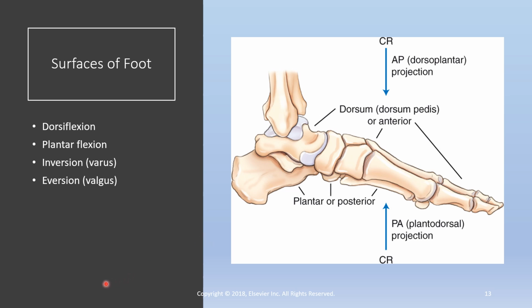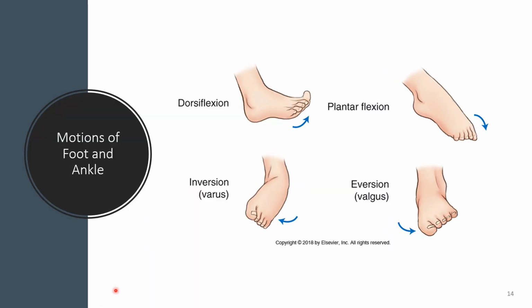Okay. And then these movements right here are actually on the next slide. If we look at that, you've got the motions of the foot and ankle. So this is considered dorsiflexion when you're pulling the toes back towards the lower leg. And when you're pointing the toes downward, that is considered plantar flexion.